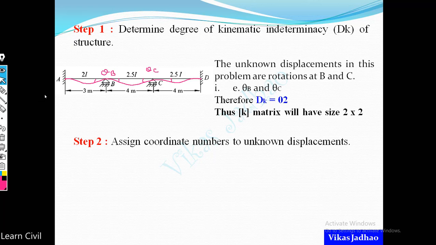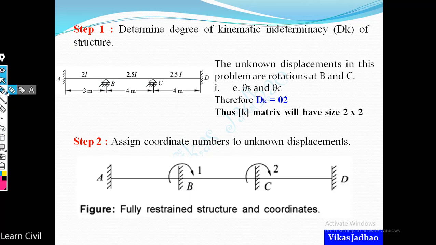Step 2 is to assign coordinate numbers to unknown displacements. We are having unknown displacement at joint B, which we consider as coordinate number 1, and another unknown displacement at joint C, which we consider as coordinate number 2. So the assignment of coordinates is as shown in this figure below. Coordinate number 1 is at joint B and coordinate number 2 is at joint C.